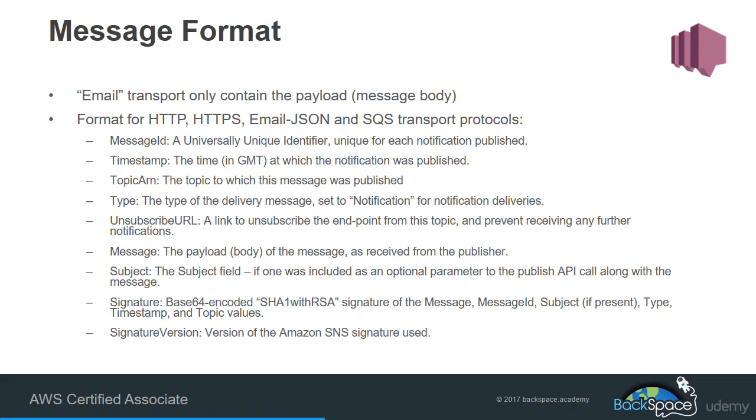It'll of course have the message or the payload of the body, and it'll have a subject field if one was included. It is an optional parameter. And it'll have a signature, which is a base64 encoded SHA-1 with RSA signature. And that is of the message ID, the subject, if it's present, the type, timestamp, and topic values. And signature version, which will be the version of the Amazon SNS signature that was used.